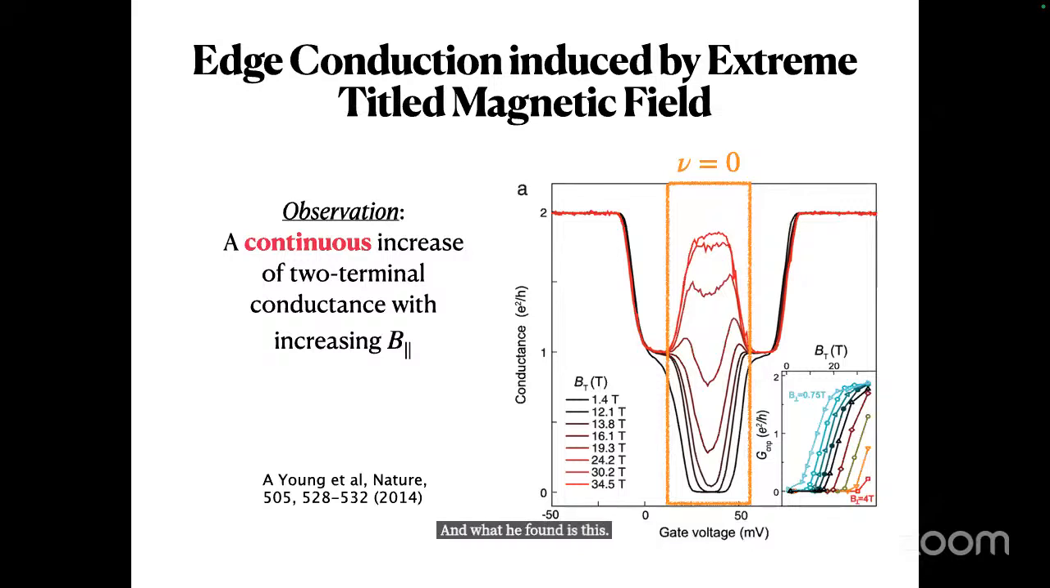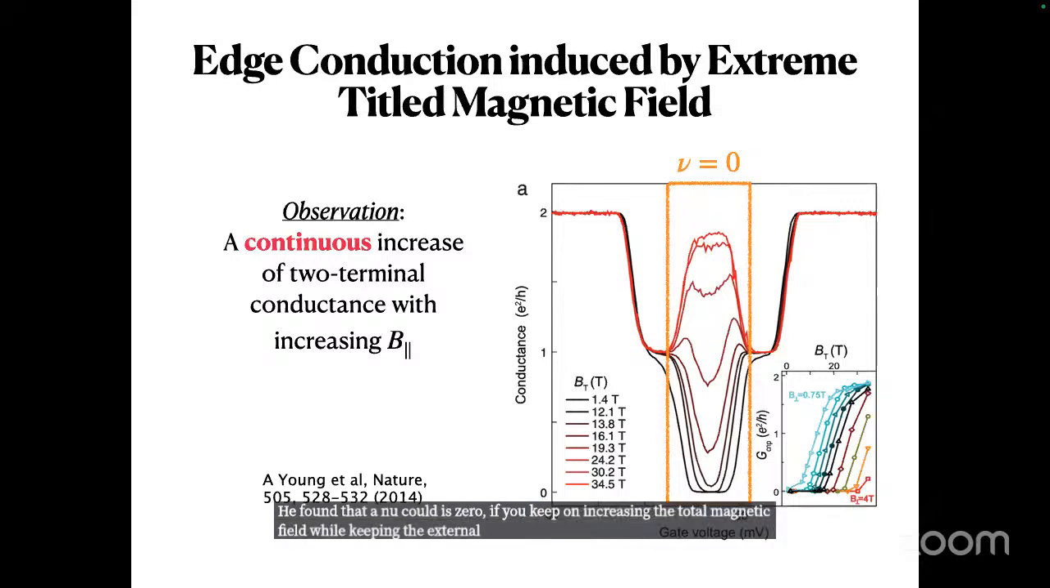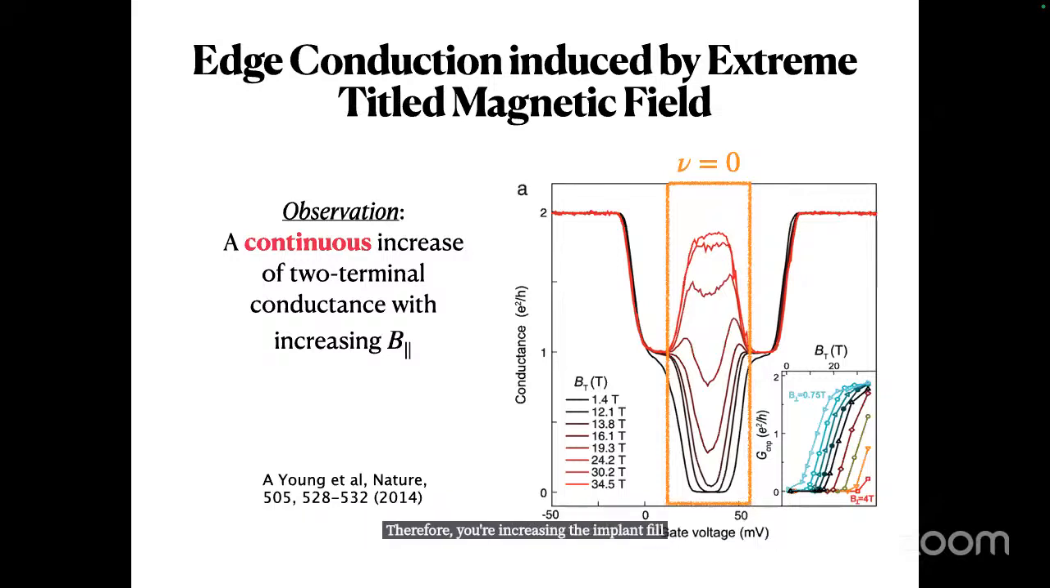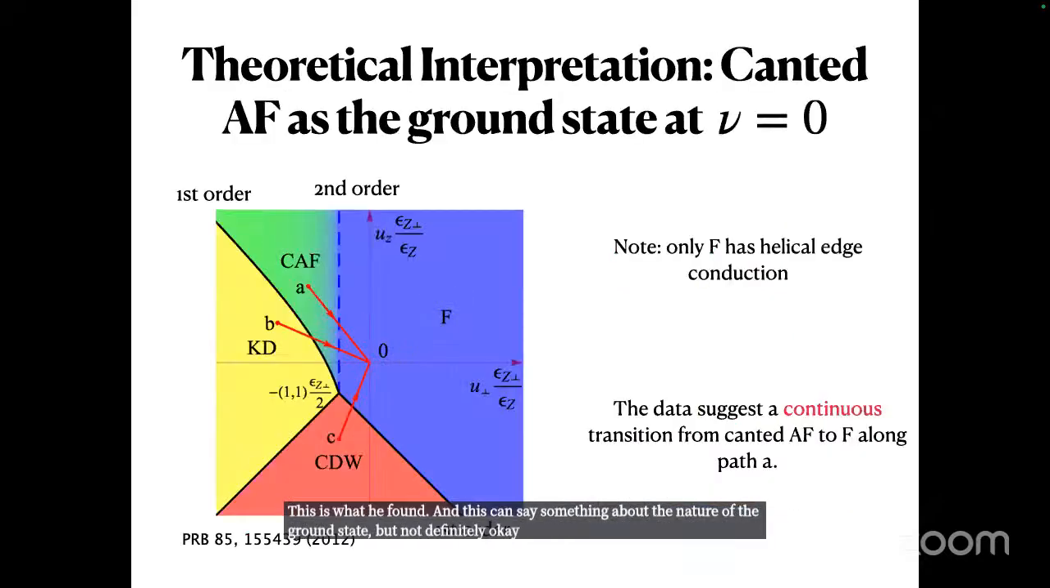What he found is that at nu equal to 0, if you keep on increasing the total magnetic field while keeping the external out-of-plane field fixed, therefore increasing the in-plane field, the two-terminal conductance tends to increase. It's just a little bit shy of 2e squared over h, but it keeps on increasing. And this can say something about the nature of the ground state, but not definitively.